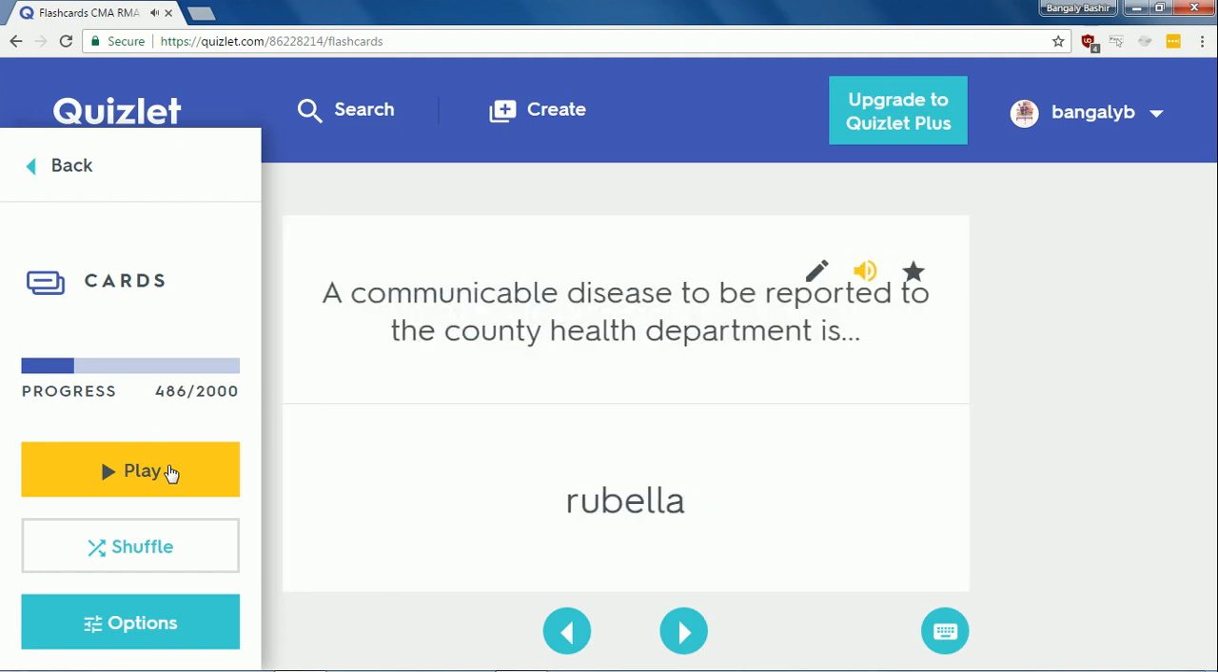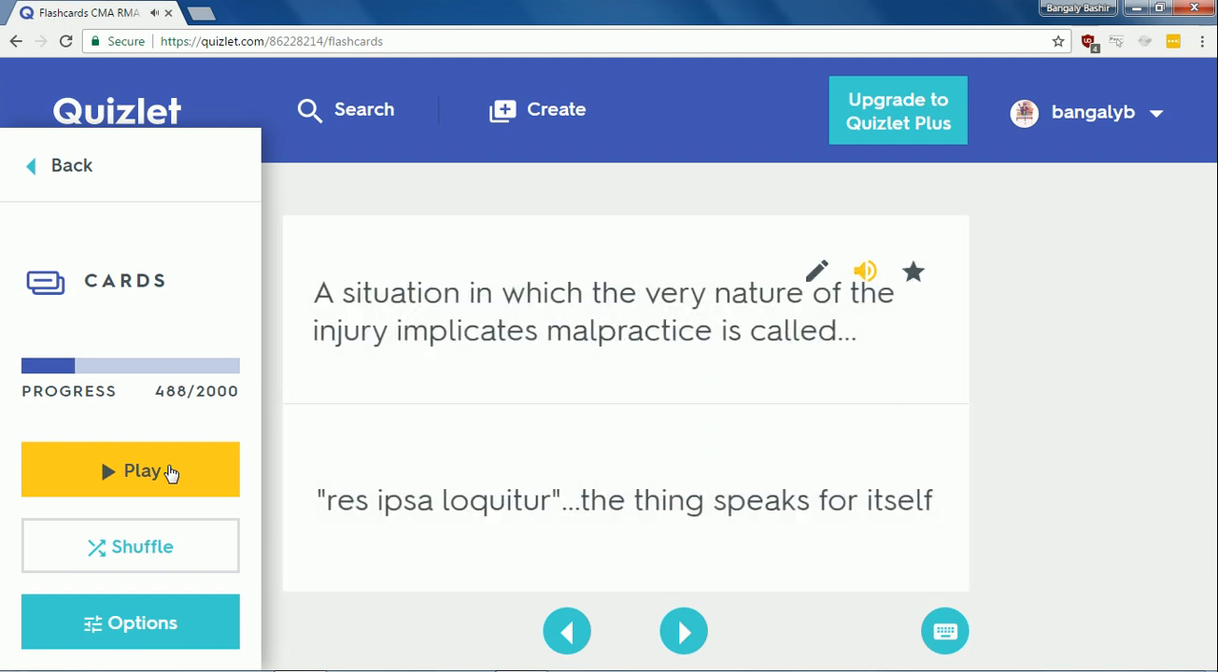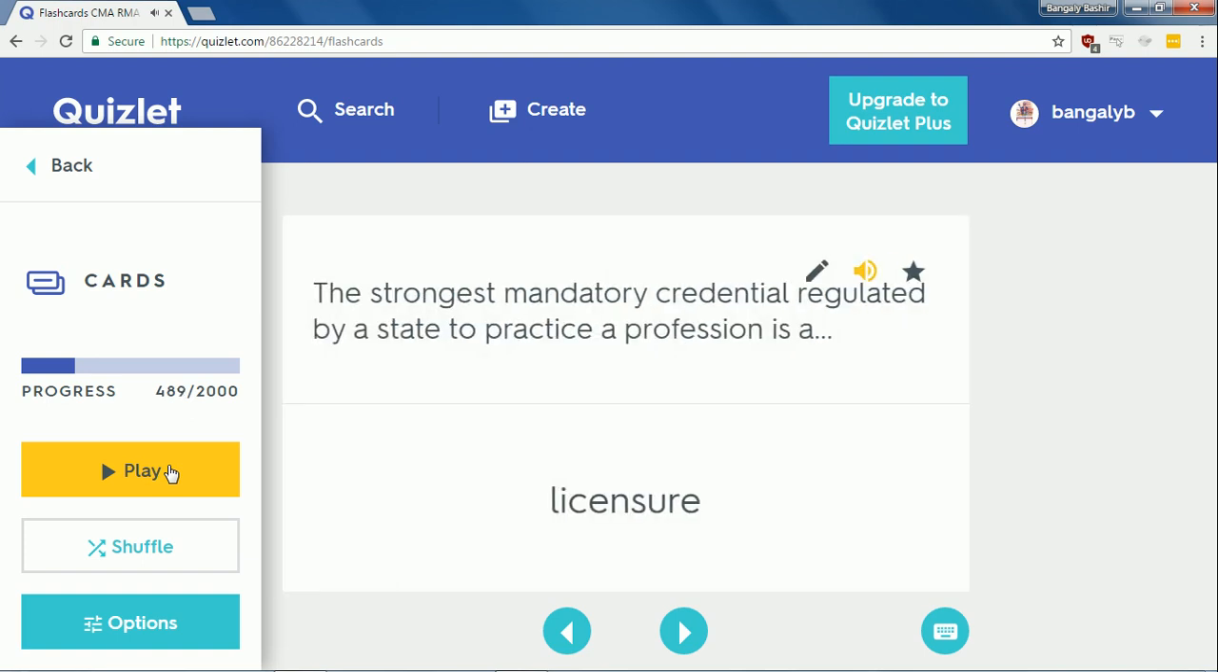A communicable disease to be reported to the county health department is rubella. Medical examiner cases involve death. A situation in which the very nature of the injury implicates malpractice is called res ipsa loquitur: the thing speaks for itself. The strongest mandatory credential regulated by a state to practice a profession is licensure.